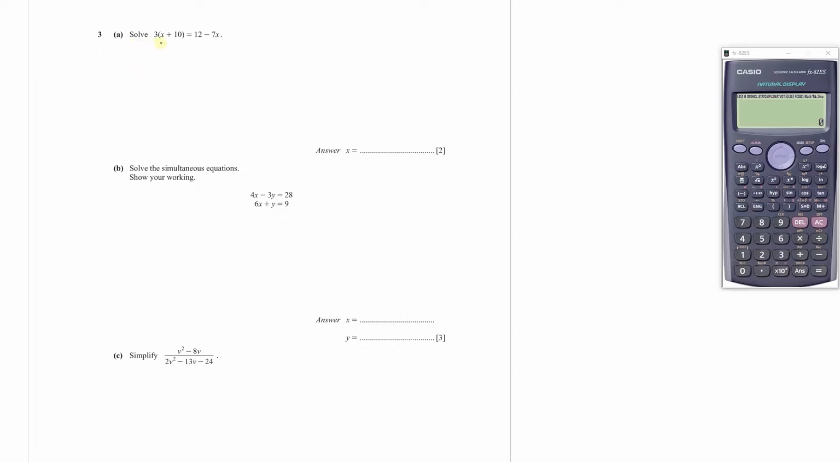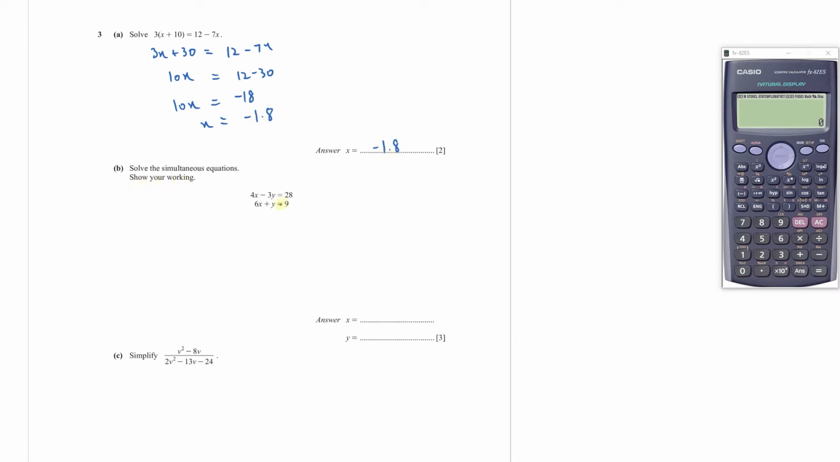Question number 3 is solve this given equation. So we can open this bracket up. So I will get 3x plus 30 equals 12 minus 7x. And then I bring this 7x here. I will get 7x plus 3x will be 10x. And this will be 12 minus 30. So this will be 10x equals 12 minus 30, which is minus 18. And then x will be minus 1.8.